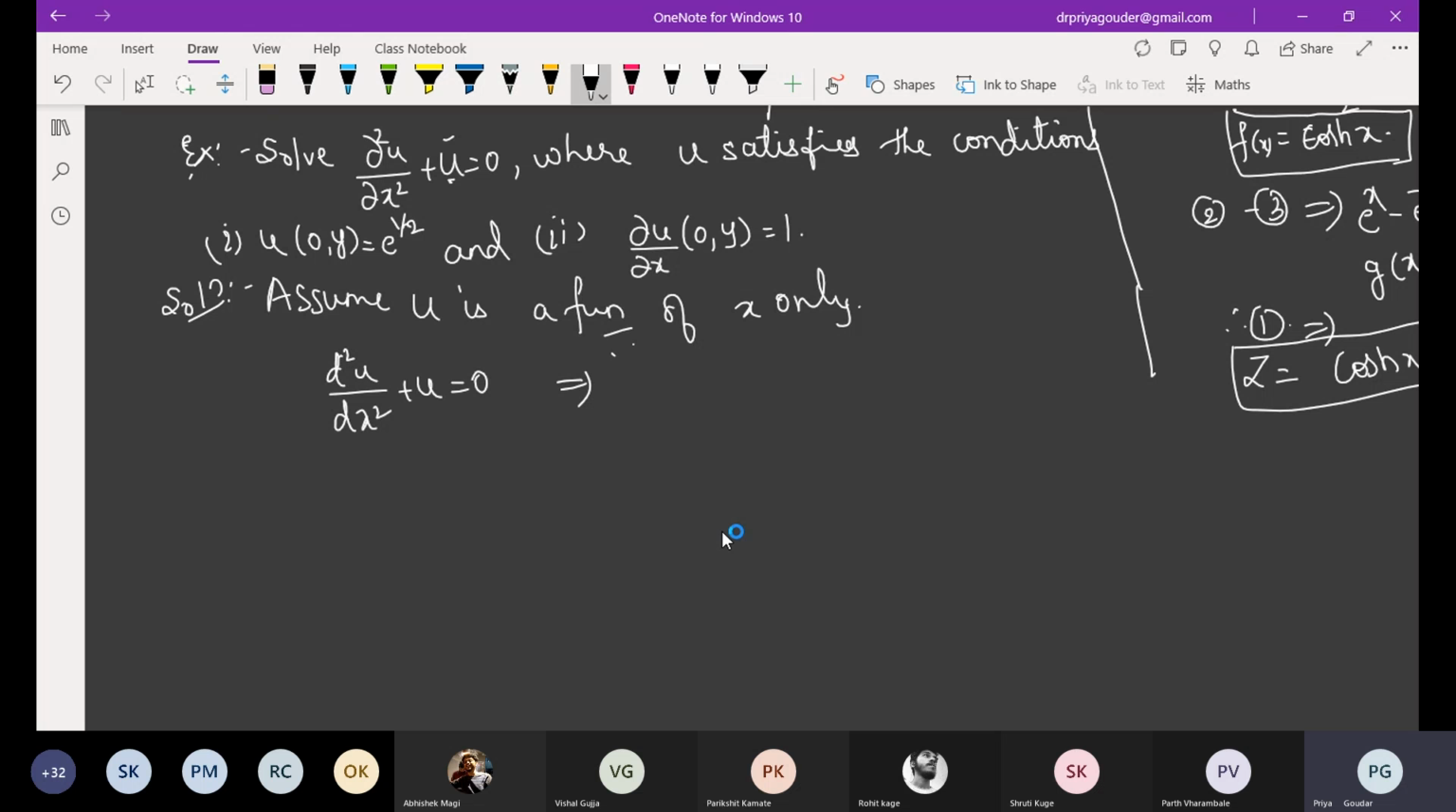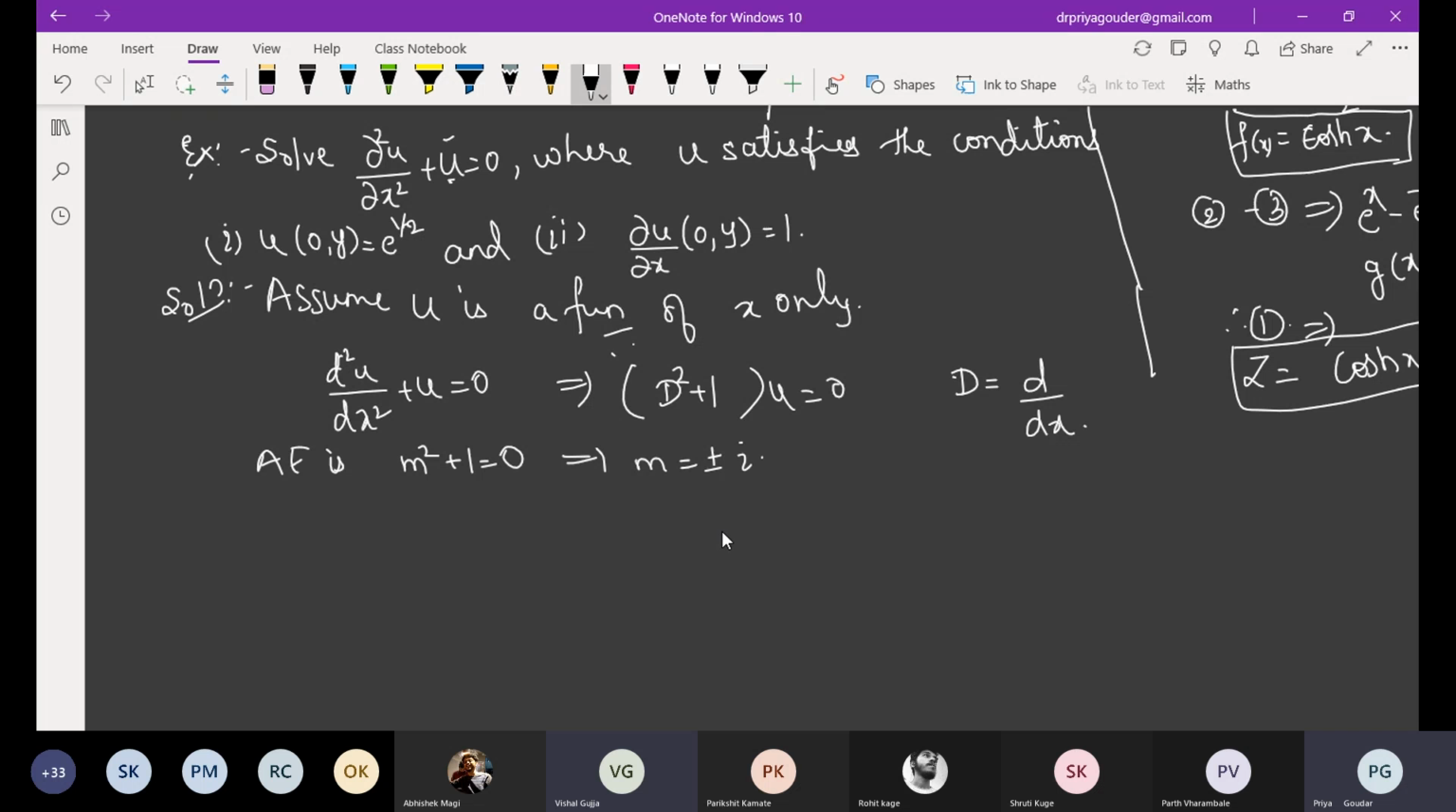Again, which type of equation is this? It's a homogeneous second order differential equation. We know how to solve it. Tell me what comes in the bracket if I take u common. D² + 1. What is D? D by dx. So your answer should be first u as a function of x. Again, auxiliary equation roots are what? Plus or minus i. Very good.